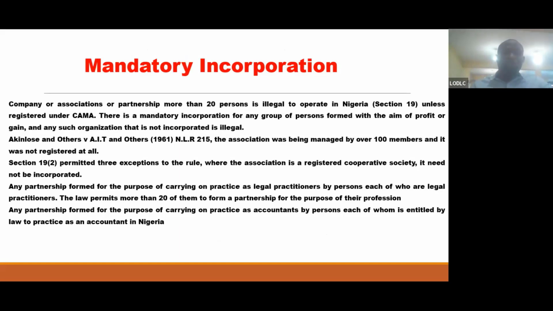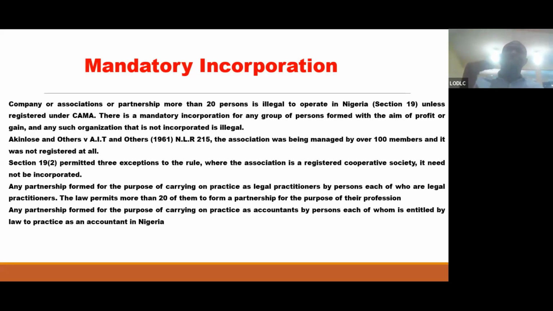Then mandatory incorporation. A company, association or partnership of more than 20 persons is illegal to operate in Nigeria unless registered under the 2004 LFN. For a company or association or partnership of more than 20 persons to operate in Nigeria without being incorporated is an illegal business. So there is mandatory incorporation for any group of persons formed with the aim of making profit or gain, and any such organization that is not incorporated is illegal.